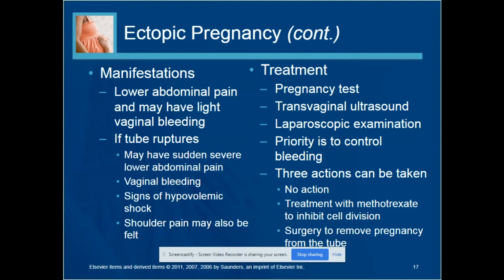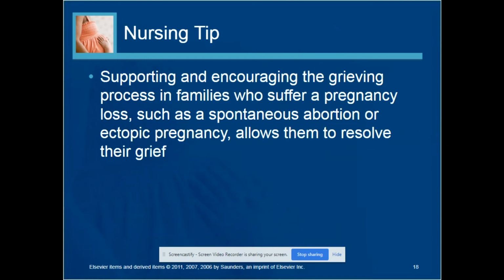You can refuse any kind of action because you believe that it's a baby. This hopefully has been caught before any heartbeats or anything like that to keep this from being a problem. They can treat it with methotrexate that inhibits cell division and causes the baby to be aborted. And then they can actually go in and do surgery to remove the pregnancy from a fallopian tube or wherever it's at. Here's another nursing tip.